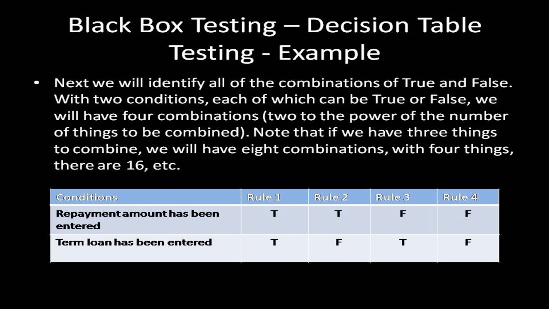Next we will identify all of the combinations of true and false, see Table 4.3. With two conditions, each of which can be true or false, we will have 4 combinations, 2 to the power of the number of things to be combined. Note that if we have 3 things to combine, we will have 8 combinations. With 4 things, there are 16, etc.